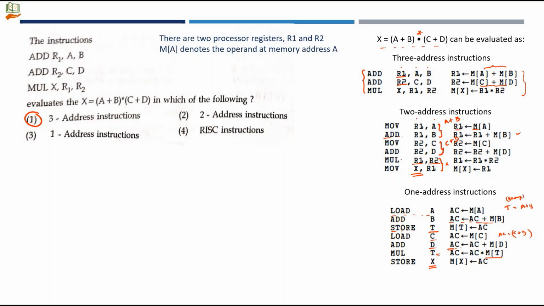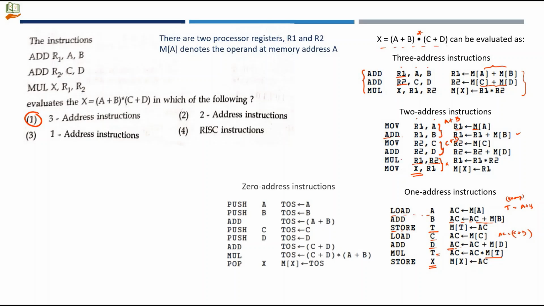Now let's see 0 address instruction. Here this is done with the help of a stack. TOS is the top of stack. They are pushing A to the stack. Let's have A. Then they are pushing B to the stack. Then they are adding. It means we are giving an operator here and this becomes A plus B. Similarly, we are pushing C to the stack and then pushing D to the stack. Similarly, adding C plus D.